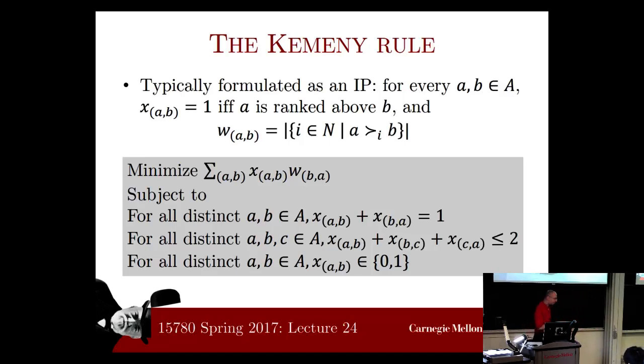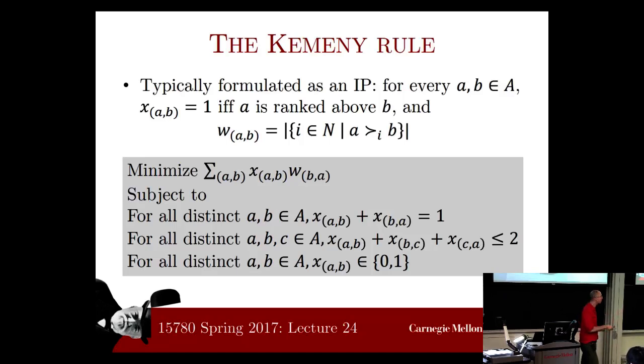So we want to minimize the number of disagreements. So we want to minimize the sum over all pairs AB of xab times WBA. The idea is, if we chose to put A above B, then we disagree with all of the voters who think B should be above A. So this is saying minimize the number of disagreements. And then the constraints are meant to ensure that these x variables correspond to a ranking.